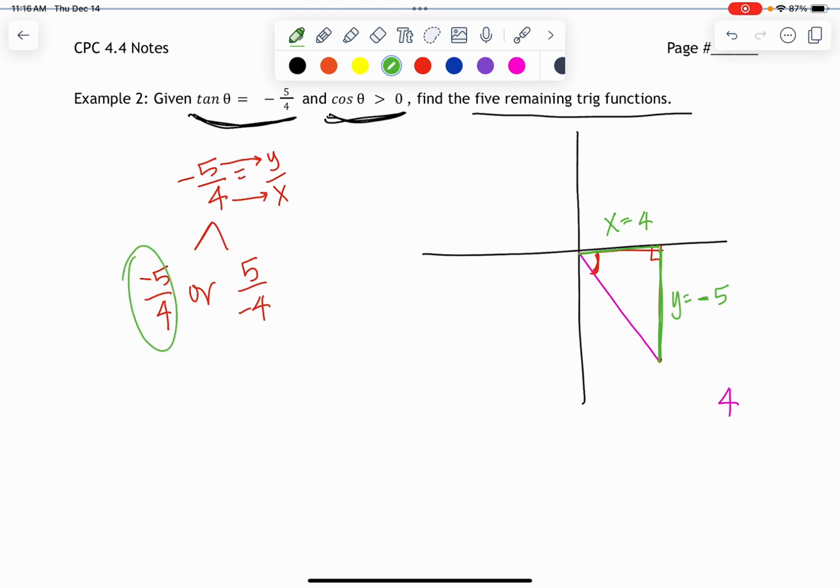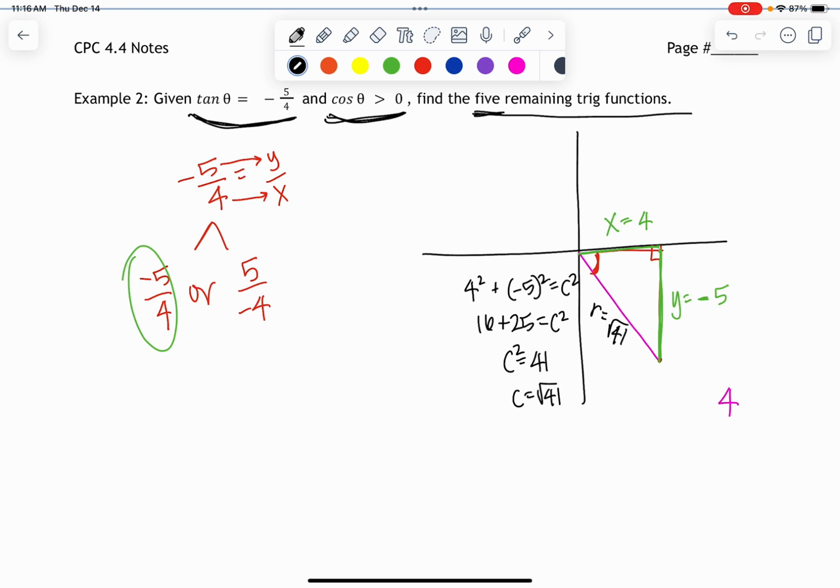Now I would have to find the hypotenuse. I'll do that using the Pythagorean theorem. It would be 4 squared plus -5 squared equals c squared. 16 plus 25 is 41, so c is square root of 41. You can call it r, you can call it c, you can call it h for hypotenuse, but that is the missing side that I needed.